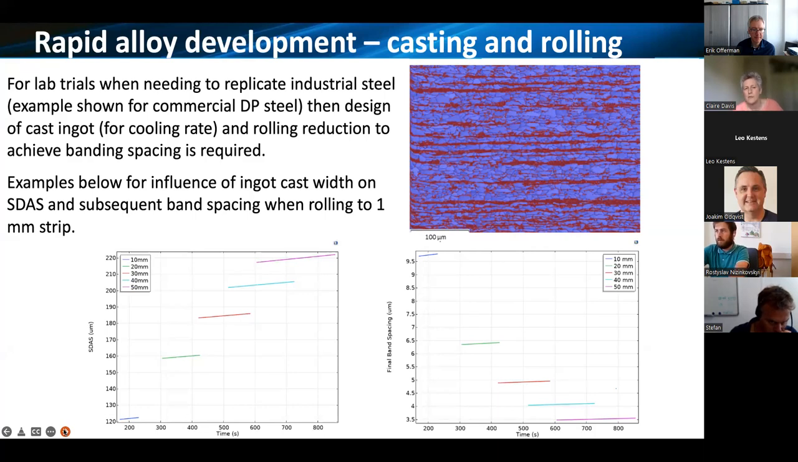Then if we're going to roll this down to 1 millimeter, at the moment, that's the thickness that we've chosen, then we know what our rolling reduction is. We know our starting secondary dendrite arm spacing. We can see what secondary dendrite arm spacing we would have in that rolled product. And by looking at commercial material, we can make sure that we select the appropriate ingot width and rolling reduction to give something that's representative of commercial material. And then we can ensure that we're replicating the microstructural developments as we go through.